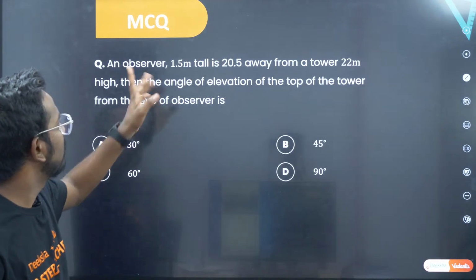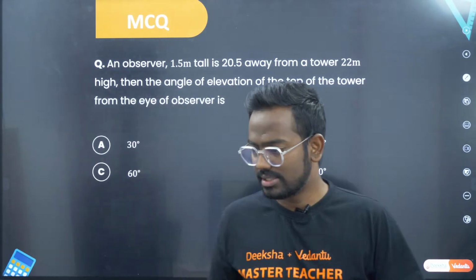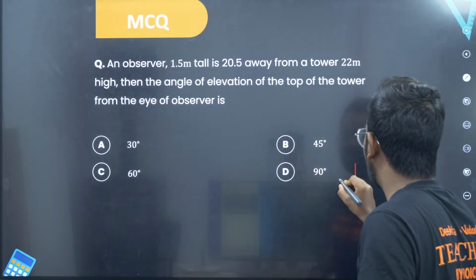Okay, so an observer 1.5 meters tall. There is an observer who is 1.5 meters tall.